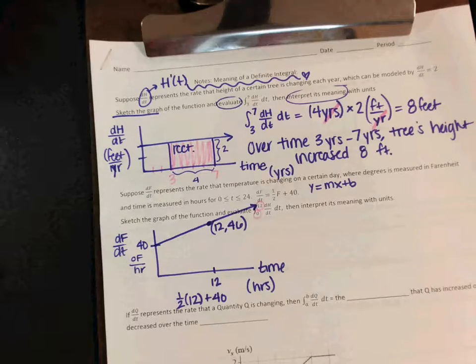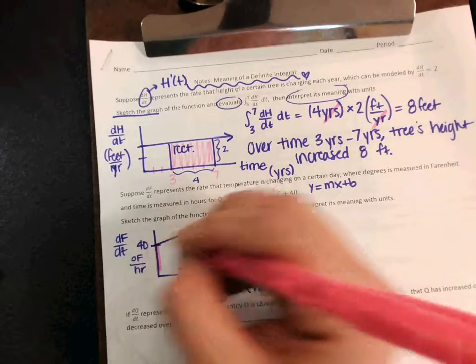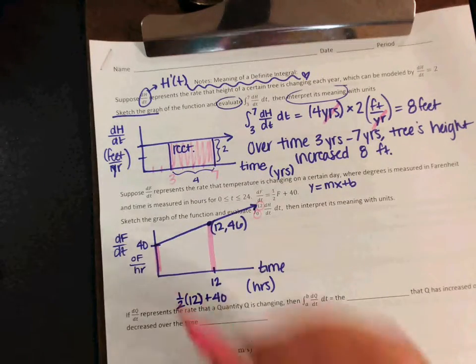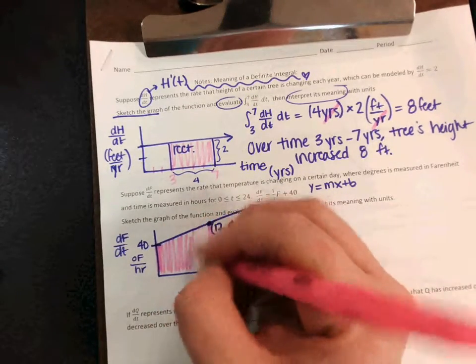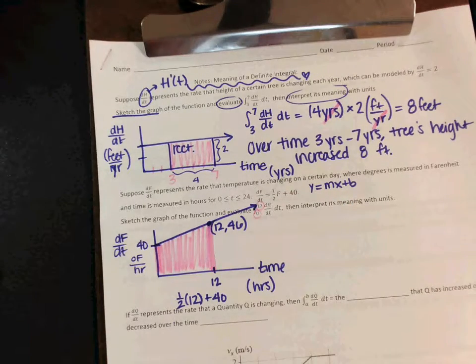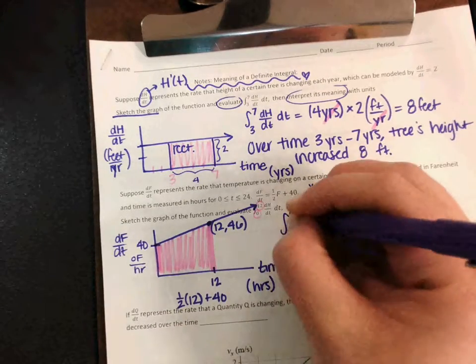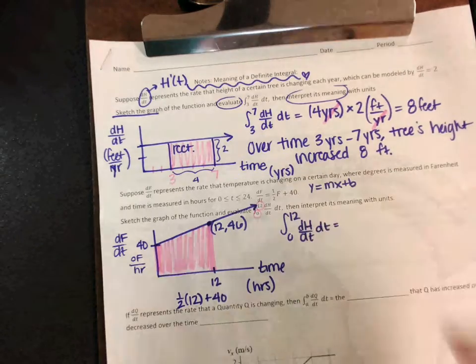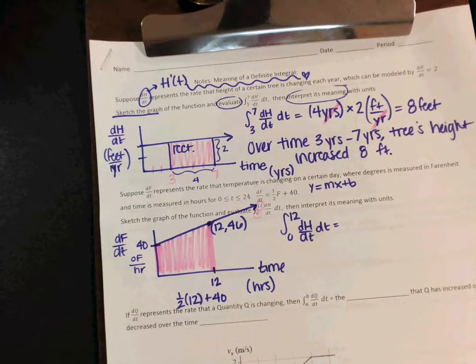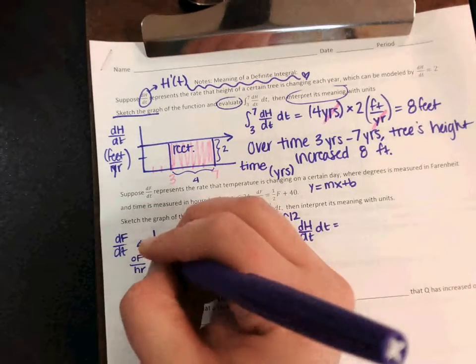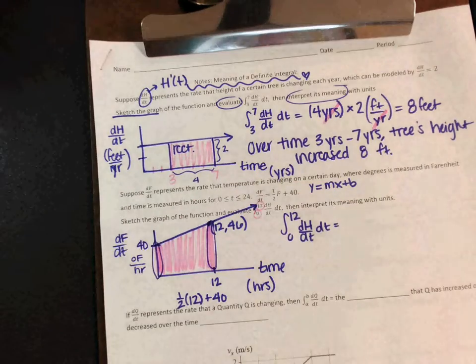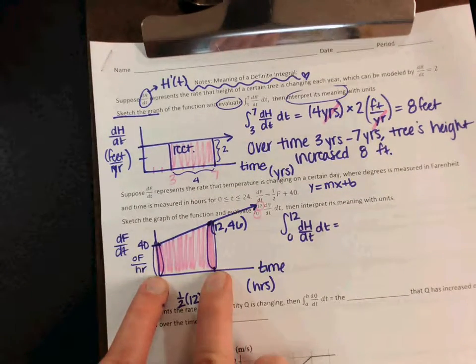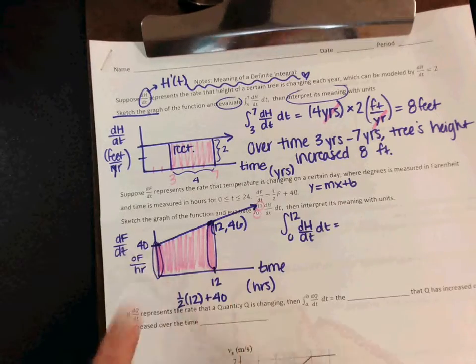Remember, we're shading under the graph from 0 until 12. Okay, so we should recognize hopefully that shape by now. What shape is that? Trapezoid. Very good. So I'm going to rewrite my integral 0 to 12 dh dt equals, and then I'm going to find the area of that trapezoid. Now remember, your bases have to run parallel to each other. So this is one base, this is the other base. How tall are my two bases? 40 here and 46 here.